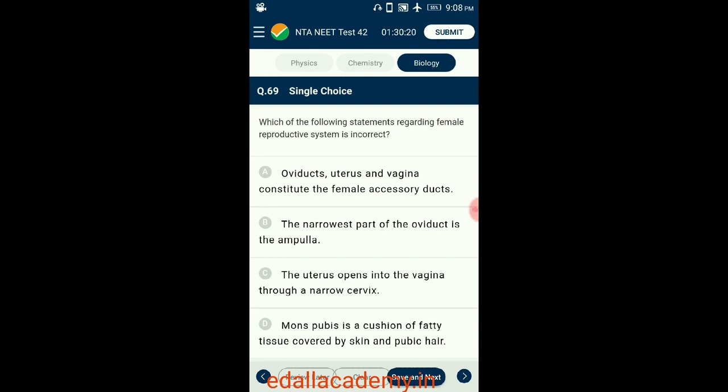Fourth one, mons pubis is part of the female external genitalia. It is a cushion of fatty tissue covered by the skin and pubic hair. So the answer for this question is option B. The narrowest part of the oviduct is the ampulla. In the female reproductive system, this is incorrectly given. So the answer for this question is option B.